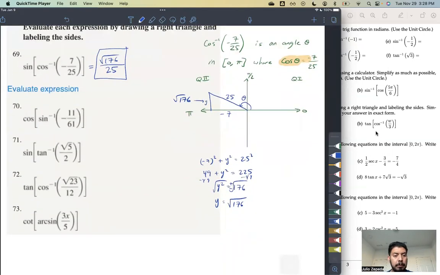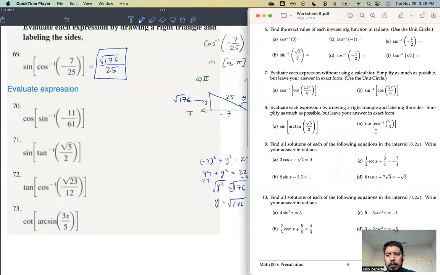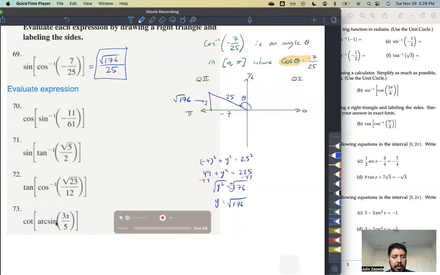So let's go ahead and do one more. There's one here in 8b where it has a little variable there. That variable doesn't really matter too much. And it also does say evaluate each expression by drawing a right triangle and labeling the sides. Simplify as much as possible, but leave your answer in exact form. Okay, so let's try number 73.